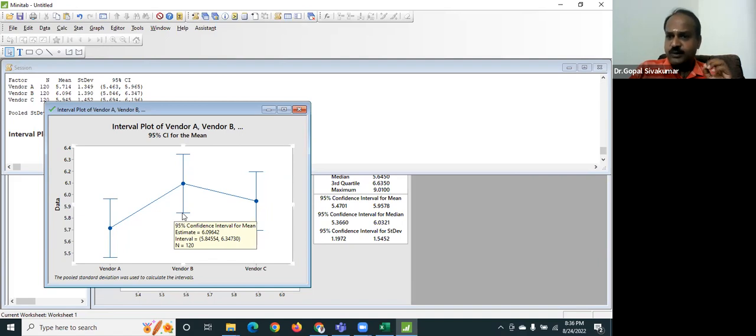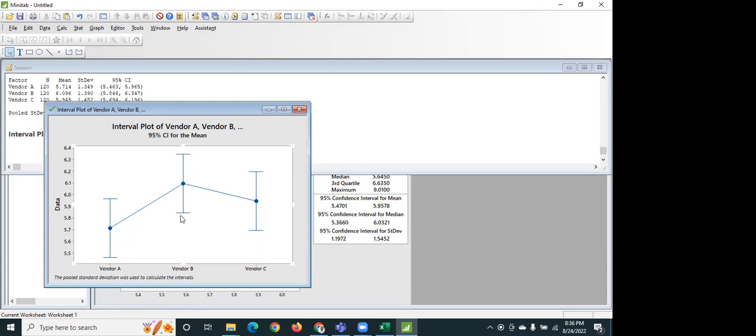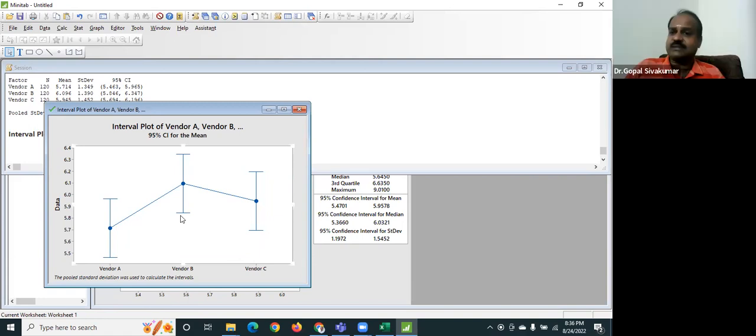We are okay to tolerate an overlapping of 5%, but not more than that. That means in 5% of the instances our decision may go wrong. That is okay for me. But when it goes more than 5%, I don't want to take any risk. All of you understand the concept now? Yes, sir. This is what your p-value is directly telling you.